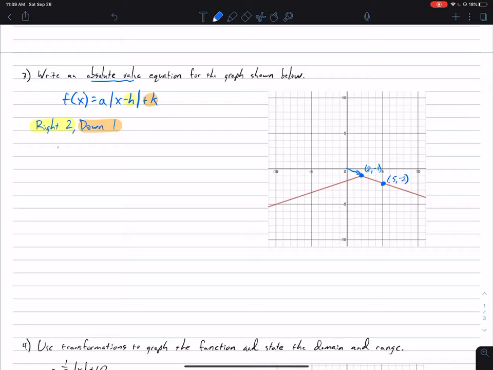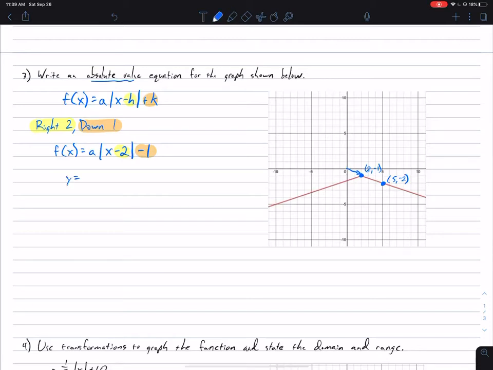So how do I show this? Well, f of x is equal to a times the absolute value of x. Be very careful. I mention this in pretty much every video so far. If you're going right, it's the opposite of what you would think. So we're actually going to subtract 2 here. And then we went down 1. That's straightforward, so we're going to subtract 1. So we do have our k value and our h value plugged in. Now we need to figure out what a is.